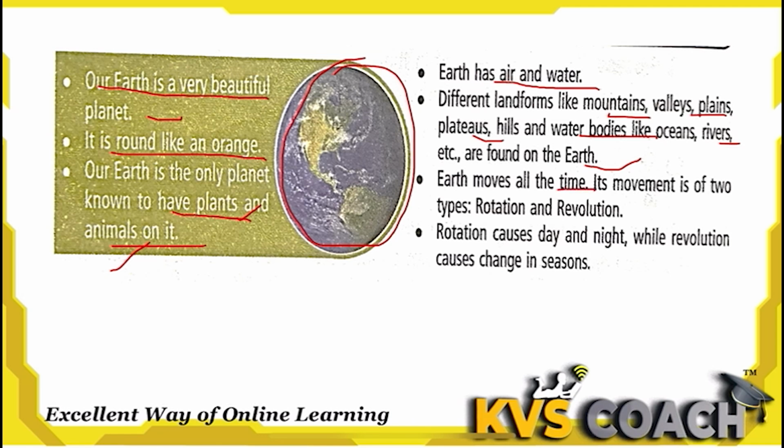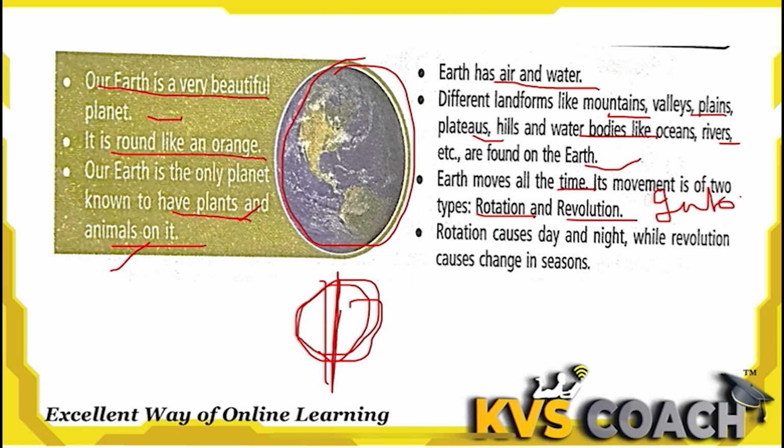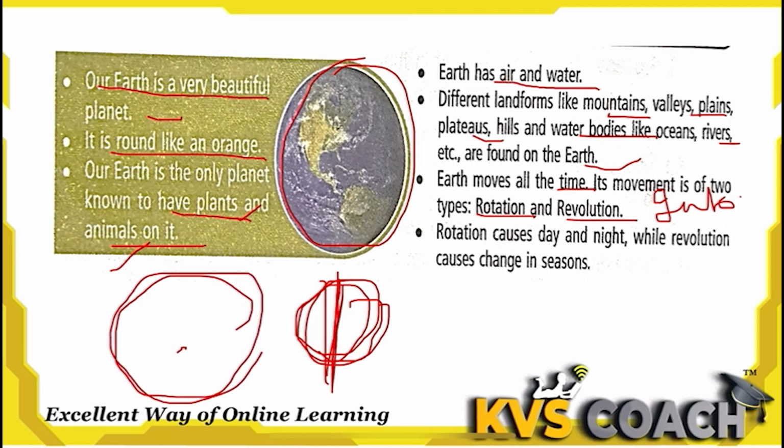Earth moves all the time. Its movement is of two types, that is rotation and revolution. Guys, this is very important. So, Earth moves all the time with two movements. One is rotation and one is revolution. What is rotation? Rotation is when Earth rotates in a direction around an axis, and revolution is when it circulates or moves around another body like the sun.